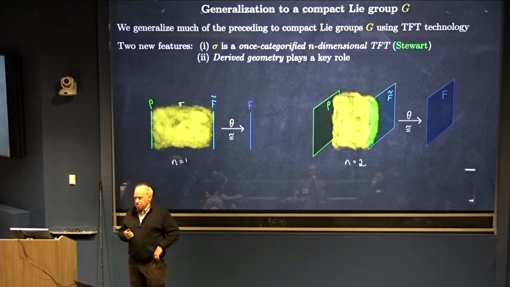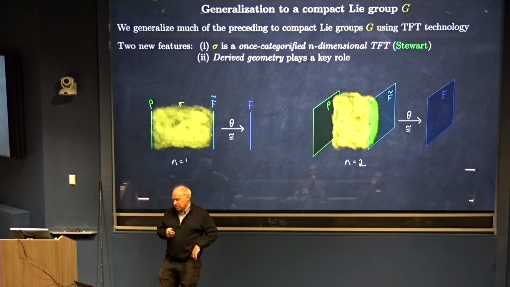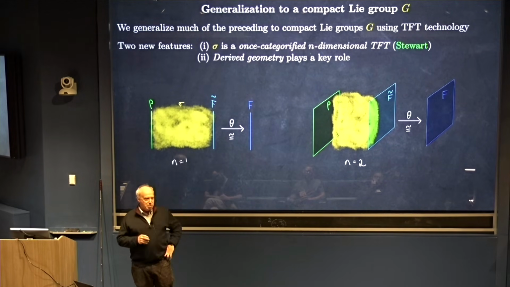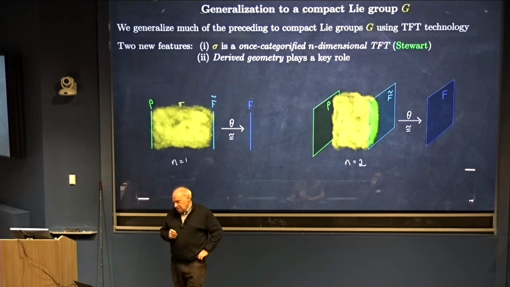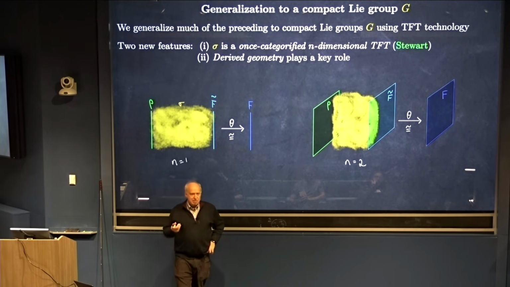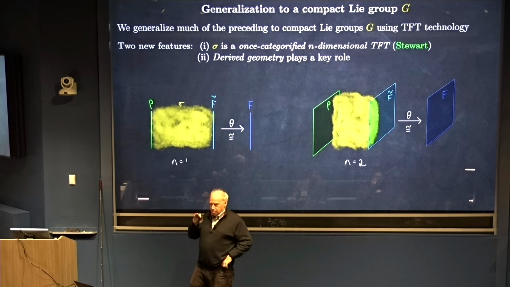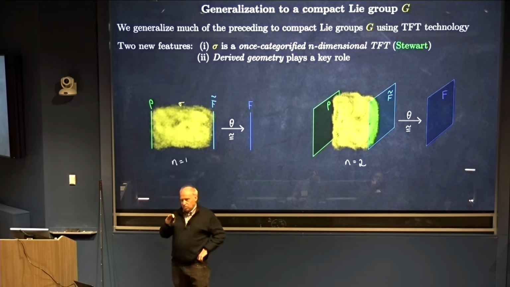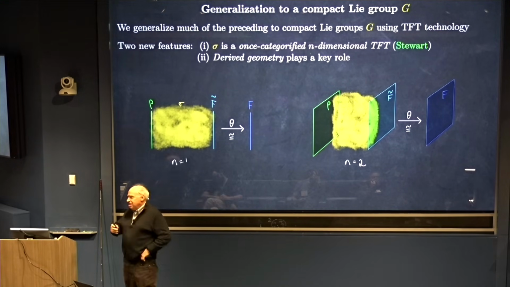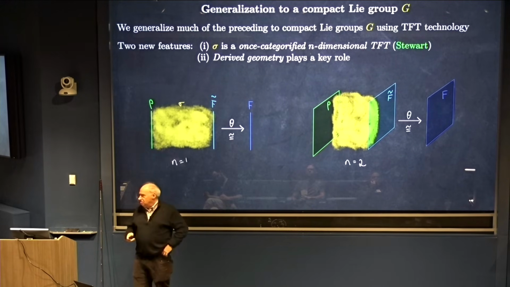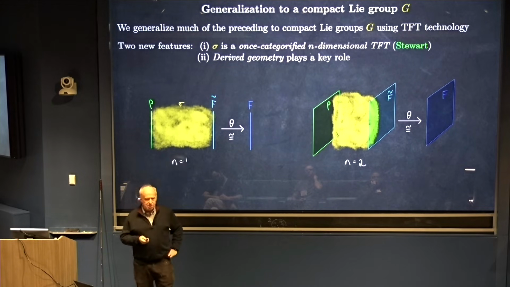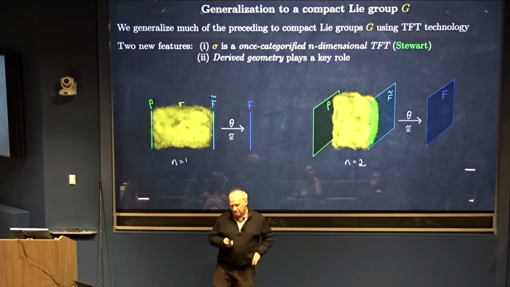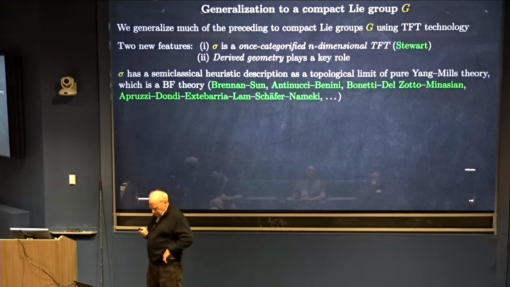And the two new features to emphasize: the first one is what I said on the previous slide, that we're going to abandon trying to get invariant numbers for n+1 manifolds. That won't be possible. So this is an n-dimensional field theory. It's a map out of a bordism category of n-manifolds. But what you attach at the top is a vector space rather than a number. So it's once categorified, in the sense that the values are once shifted from what you might expect. And the second point is that derived geometry is going to play a role in the constructions. We'll see derived things come up.